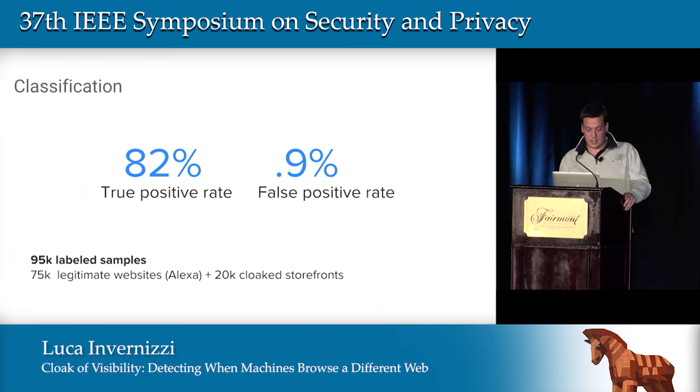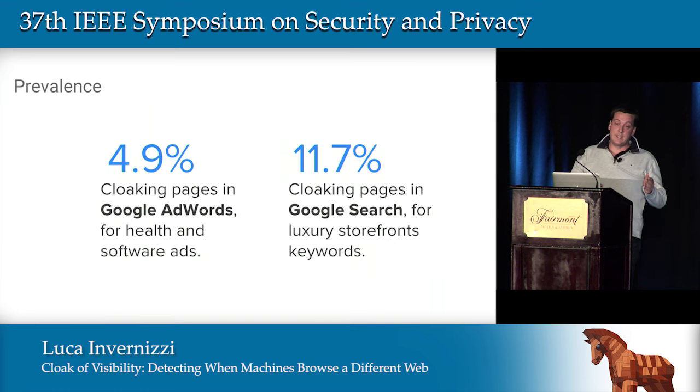Our classifier has under 1% false positive rate and about 82% true positives. And it's just been trained on 20,000 cloaked storefronts that we got from a previous research. With this, we can now say how prevalent cloaking is. We can see that for keywords that are prone to cloaking, like diet pills, health-related things, software, and luxury storefronts, we have about 5% cloaking on AdWords. That ads cloaking was never measured before, so that's interesting. And also we have 12% cloaking on Google search.